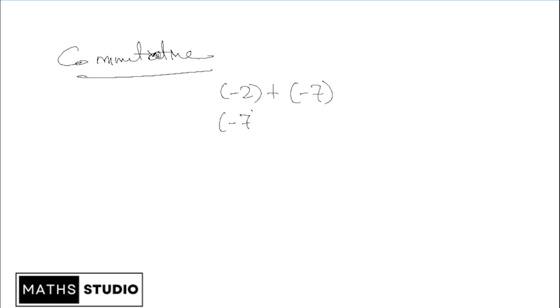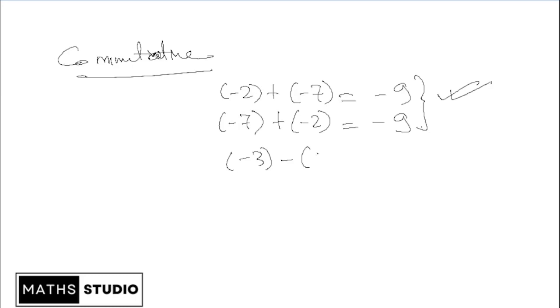So commutative is a property. Okay, so we check the commutativity of integers over a particular operator, that is addition, subtraction, multiplication or division. So for integers what will happen? -2 plus -7 and -7 plus -2. It will be -9. In this case also it will be -9. So for addition, it will follow the commutative rule. Let us see for subtraction.